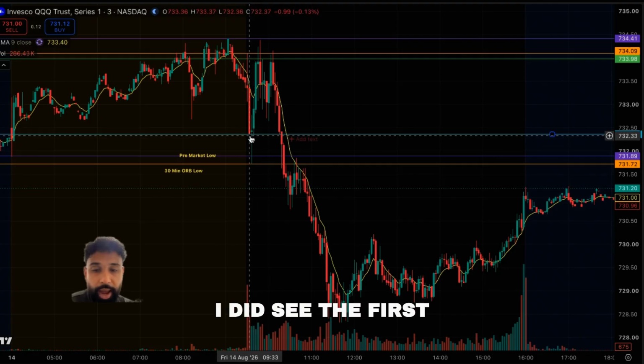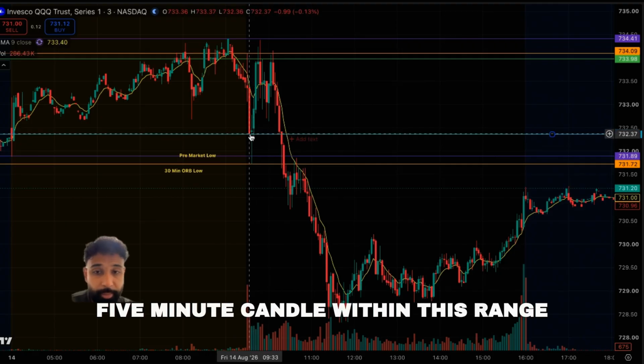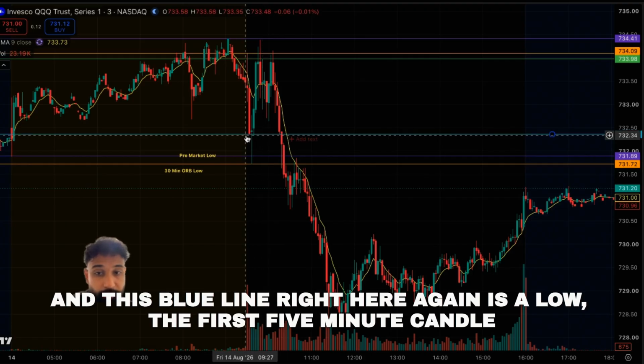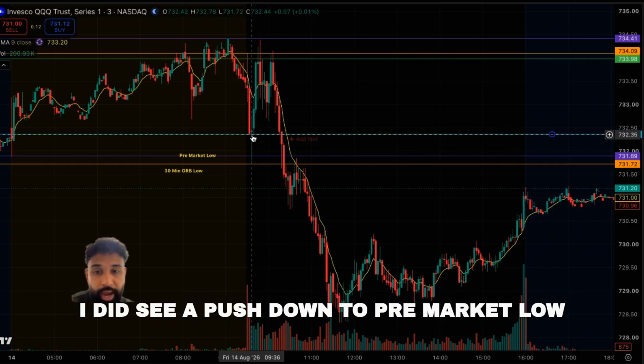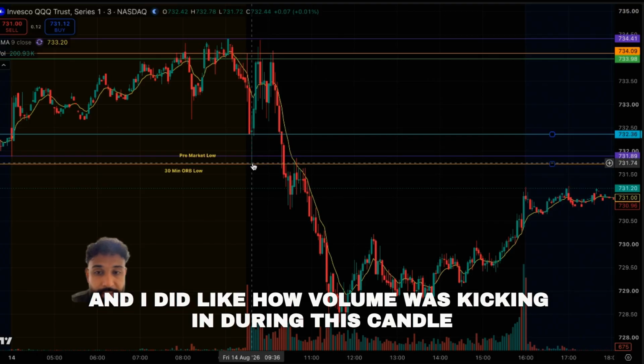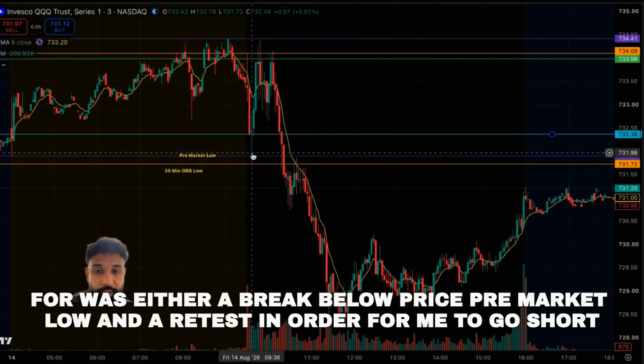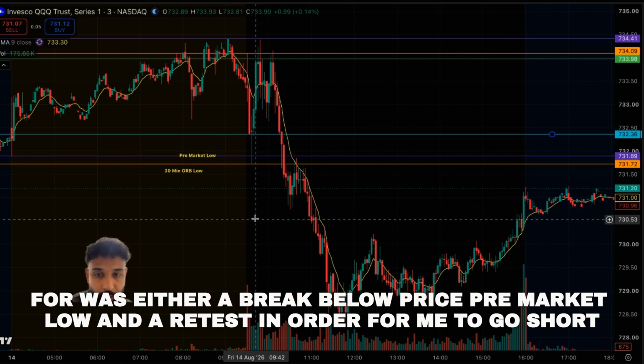But anyways, I did see the first 5 minute candle within this range. We did start to break out of that first 5 minute range, and this blue line right here again is the low of the first 5 minute candle. I did see a push down to pre-market low, and I did like how volume was kicking in during this candle. So at this point, what I was waiting for was either a break below pre-market low and a retest in order for me to go short.